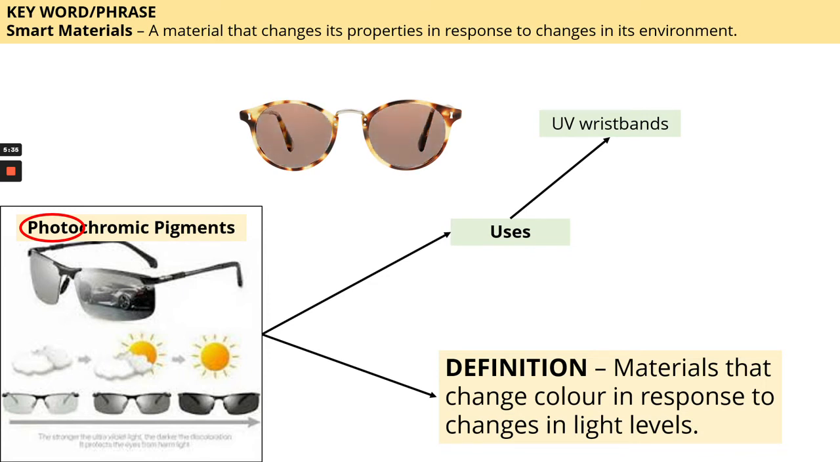So if it's very high up on the meter on your wristband, you would put more sun lotion on. If it's very low, then you won't need to reapply as often. So it's a good indicator for that.